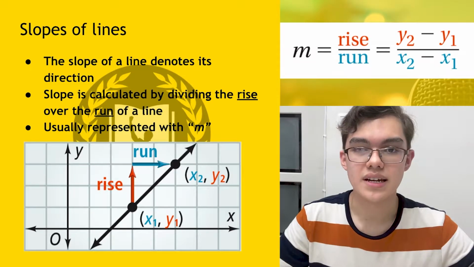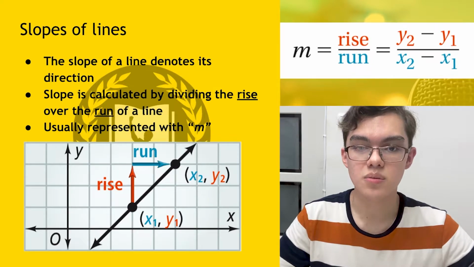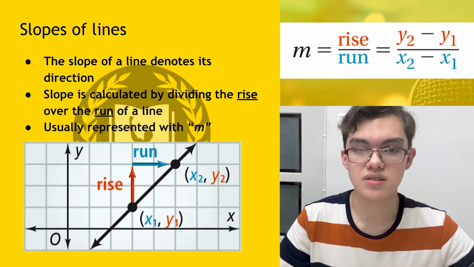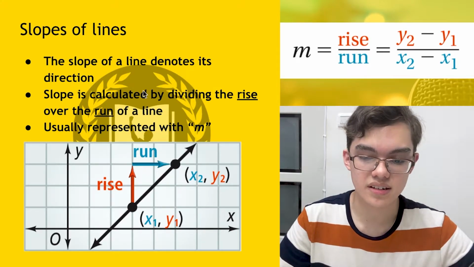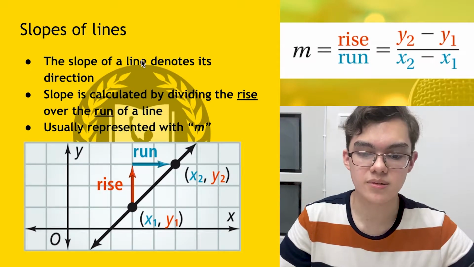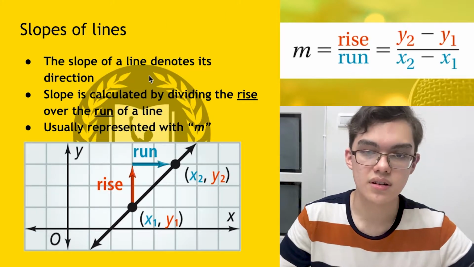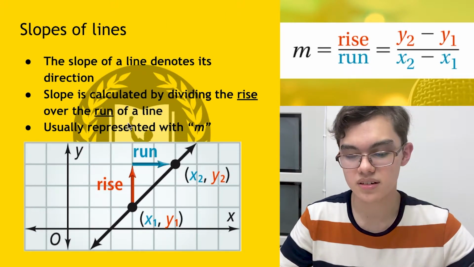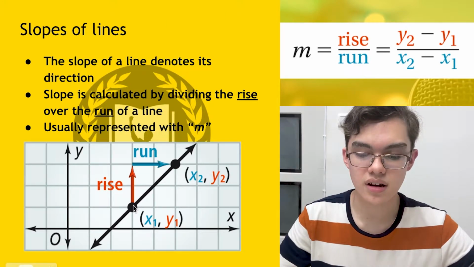So, the slope of a line, what's the slope going to be? Well, the slope is a very important characteristic that we use to describe lines, and it's basically going to tell us which direction the line is going in. And we calculate the slope by dividing the rise over the run. So how do we find them? Well, basically, we take any two points on the line.